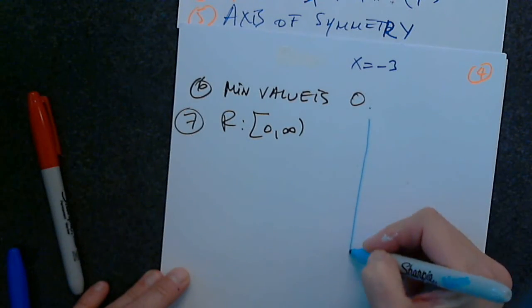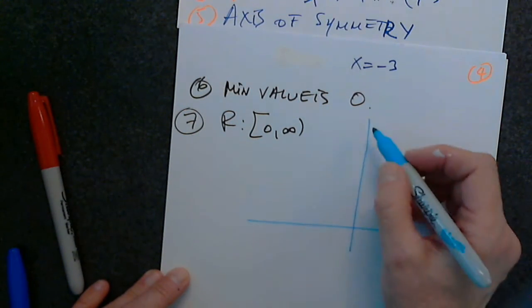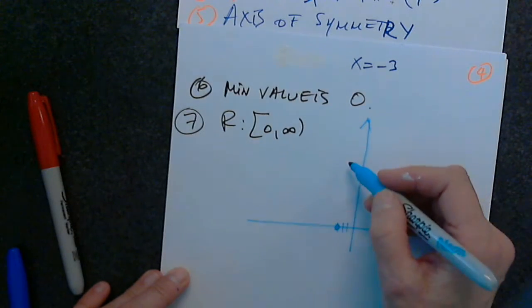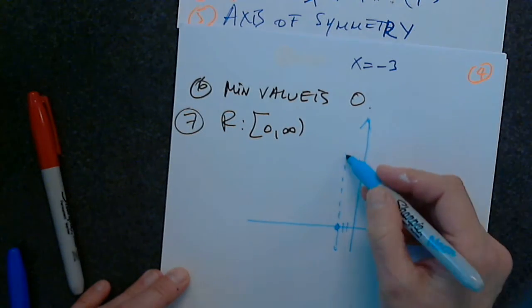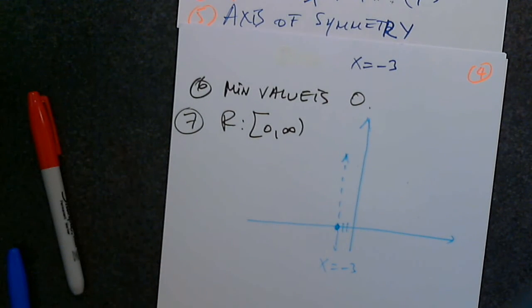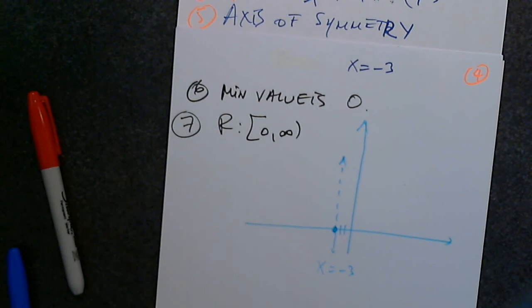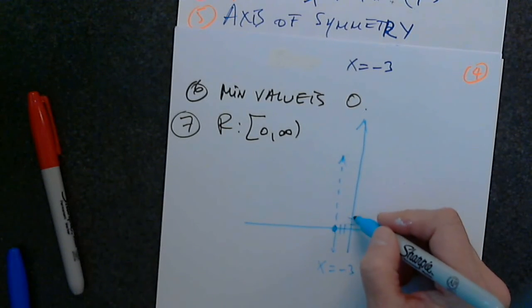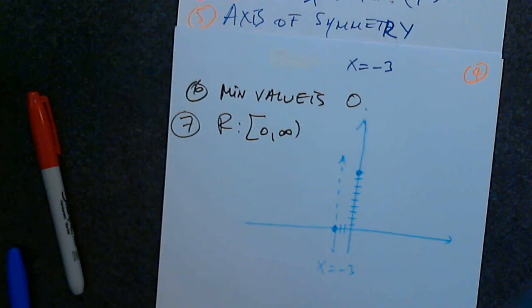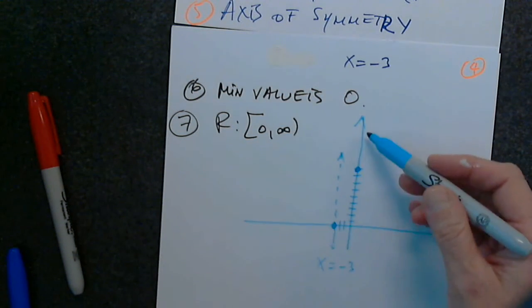We plot the vertex first at -3, 0. We draw the vertical line that represents the axis of symmetry. We do not have other x-intercepts, but we have a y-intercept. 1, 2, 3, 4, 5, 6, 7, 8, 9. Obviously, this is the parabola.